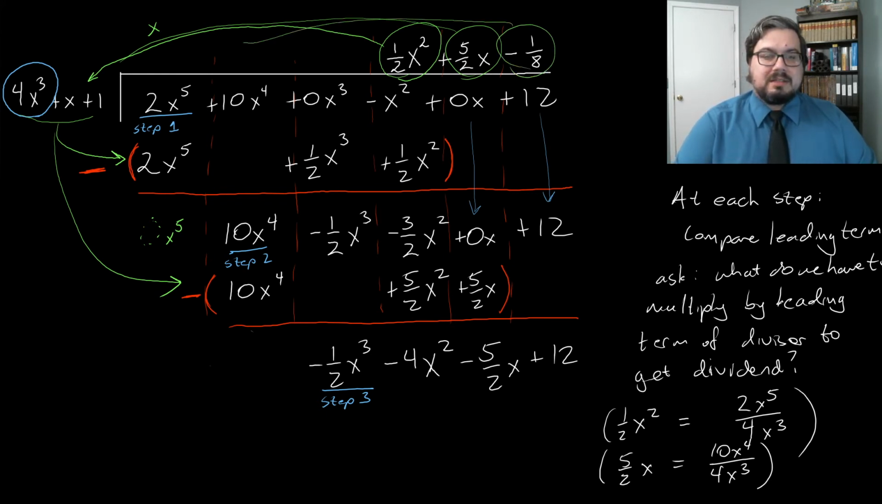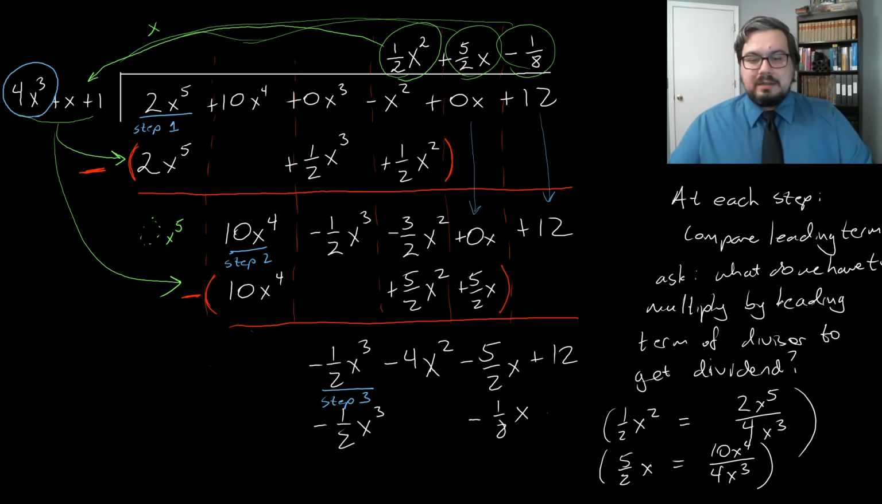We go through the process again. We found negative 1/8. We're going to multiply that by the divisor and see what we get. Negative 1/8 times 4x cubed gives us negative 1/2 x cubed. Then negative 1/8 times negative x gives negative 1/8 x. Oops, put that in the wrong place. That's why you need to be careful about your columns. And then negative 1/8 times 1 is negative 1/8.